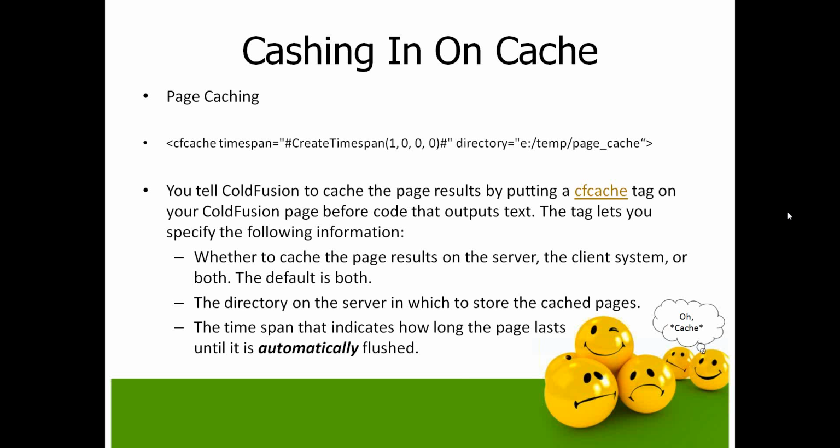You can specify whether to cache page results on the server or the client or both. The default is both. There is a third attribute to this tag that allows you to specify that. I won't show it here, but there's a third attribute for it. Then there's the directory on the server in which to store the cache pages, and the time span that indicates how long the pages last until it's automatically flushed. So if you set it for 1 day from the first time it's cached, it will expire, and the next request for that will have to generate the page again, and then it will cache it again for the next 24 hours.